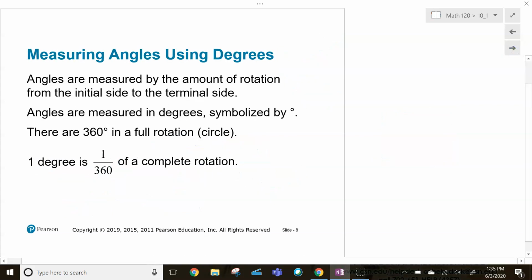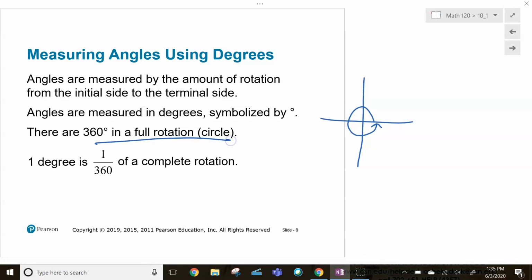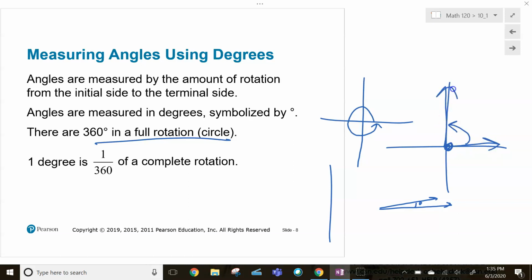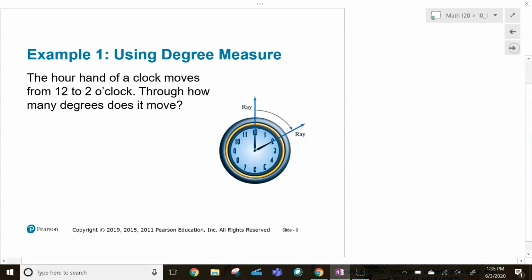Angles are measured by the amount of rotation, in terms of a trig angle, from the initial to the terminal side. As you probably remember, if you rotate all the way around, 360 degrees is a full rotation. So a 1 degree rotation is 1/360th of a complete rotation. If you go a fourth of the way around, that'd be 90 degrees, a right angle.